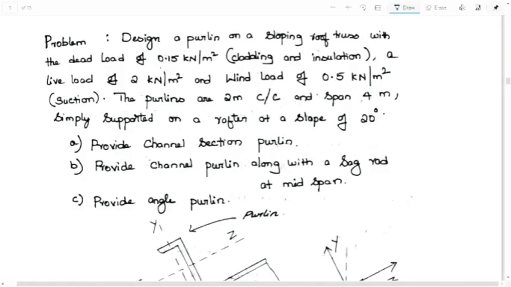In this video, let us discuss the design of a purlin. So this is the question that is given. Design a purlin on a sloping roof truss with the load of 0.15 kilonewton per meter square. So the load is given per unit area. This load is due to claddings and insulation that is forming the roof.